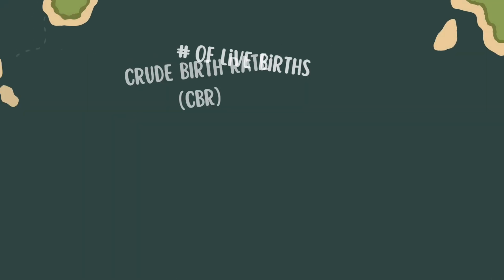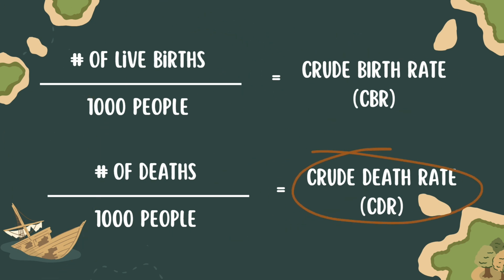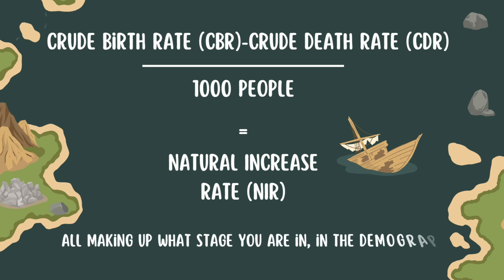And 2 key terminologies you're going to want to be familiar with are crude birth rate and crude death rate, or you might hear them called CBR and CDR. They are the live number of births or live number of deaths divided by every 1,000 people within a population. And when you find the difference between the two and divide it by 1,000, the total population's natural increase rate, or NIR, is generated, all making up what stage you are in the demographic transition model.